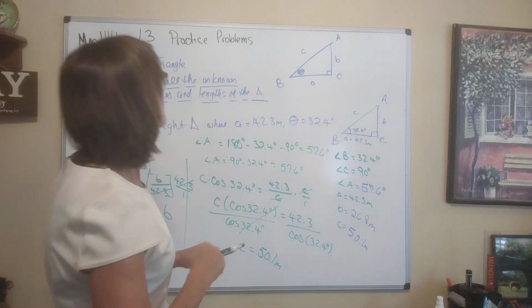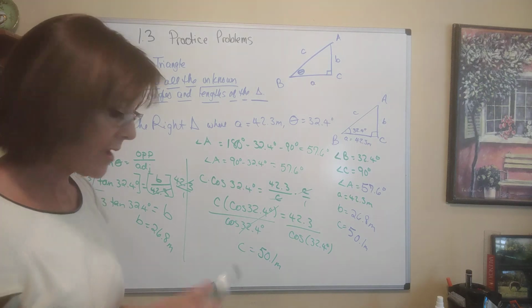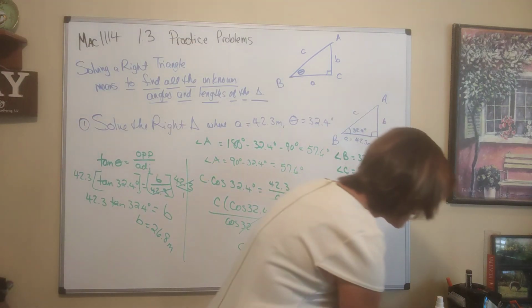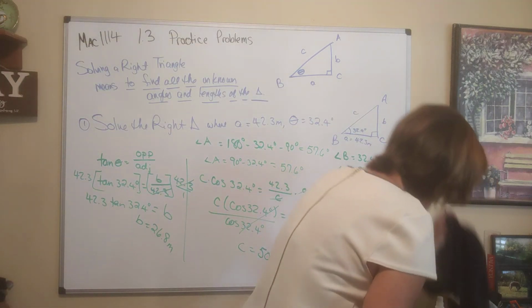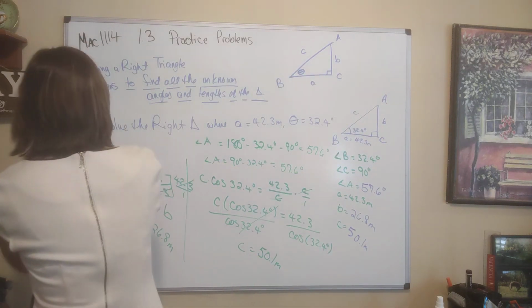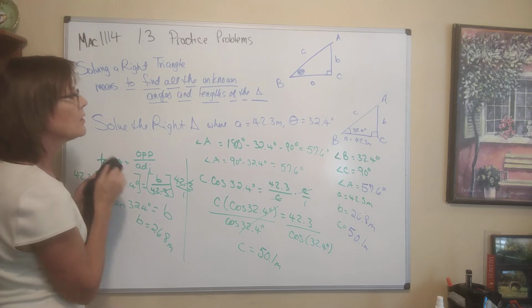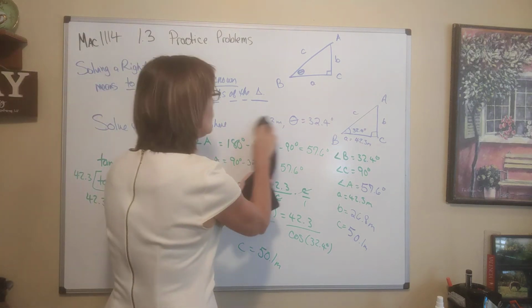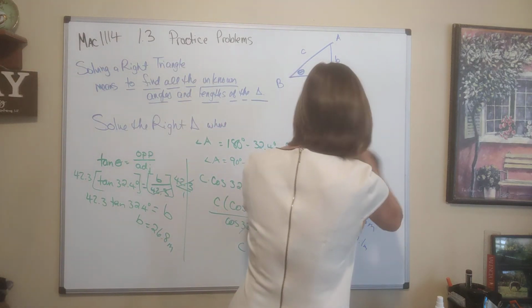All right, now there's one other example. Let's go through that and make sure we know how to do that. So let's solve this other triangle. This is the second one. Solve the right triangle where, what did they give us this time?